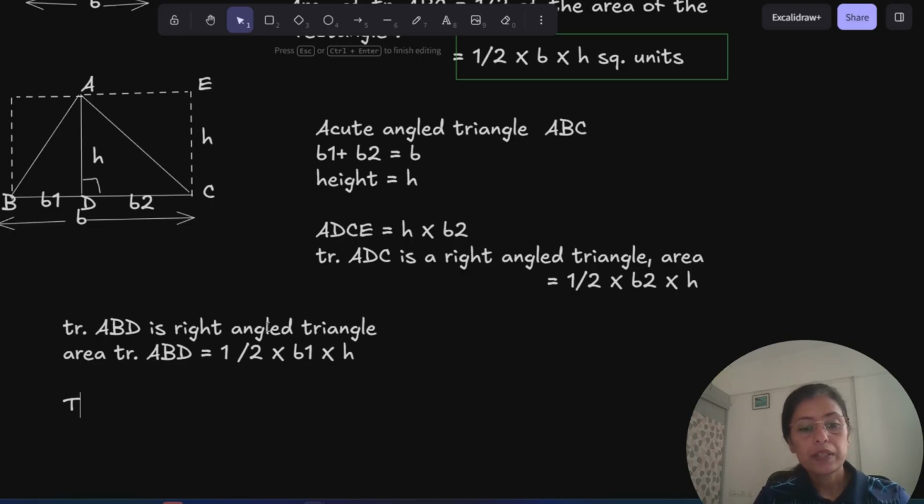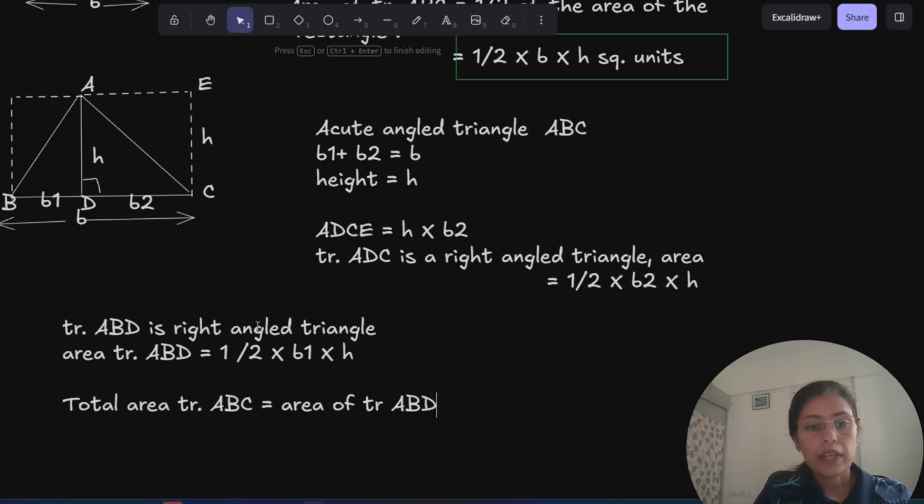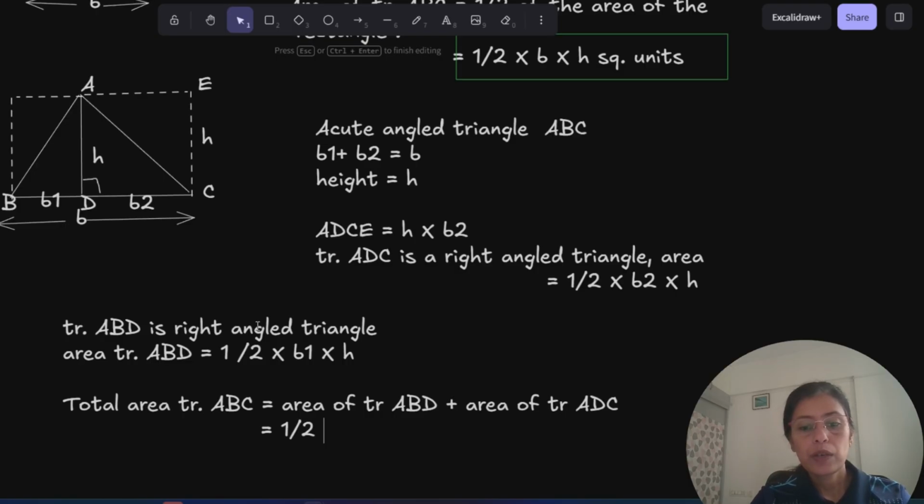Okay, so what will be the total area? Total area of triangle ABC will be area of triangle ABD plus area of triangle ADC. So which is half of ABD is B1 into H, and this one is plus half of B2 into H, right?